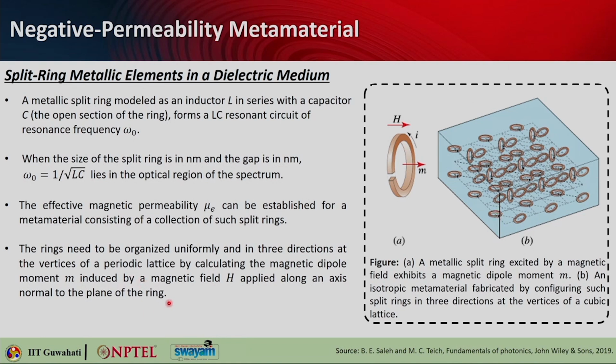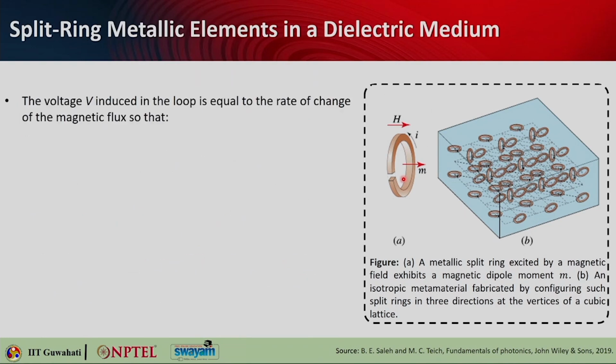The rings need to be organized uniformly and in 3 dimensions at the vertices of a periodic lattice, by calculating the magnetic dipole moment M induced by the magnetic field H along an axis normal to the plane of the ring. So this is what I have discussed initially. Once you do that, you can find out the voltage induced in the loop, which is equal to the rate of change of the magnetic flux, and you can write it as V equals minus j omega mu naught A H. What is A?